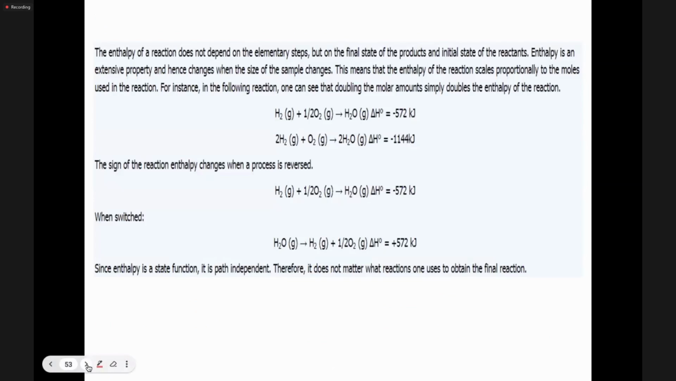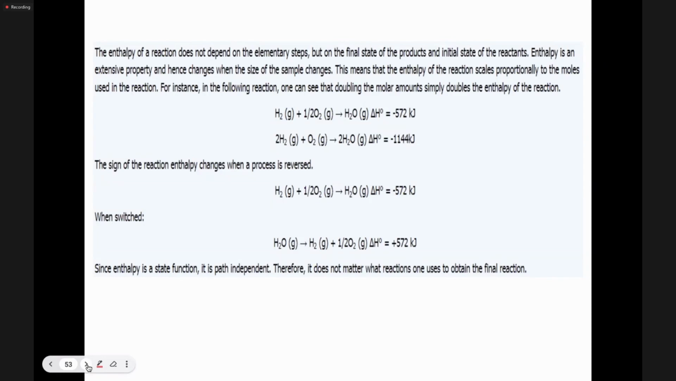We start with another example. The enthalpy of a reaction does not depend on the elementary steps, but on the final state of the products and the initial state of the reactants. Now you know that H, enthalpy, is an extensive property. It is not an intensive one. So when the size of the sample changes, it also changes. So the enthalpy of the reaction scales proportionately to the moles of the reaction.